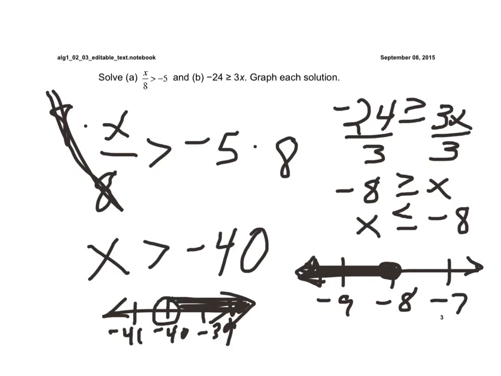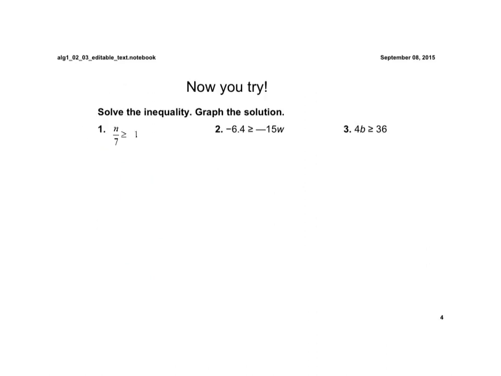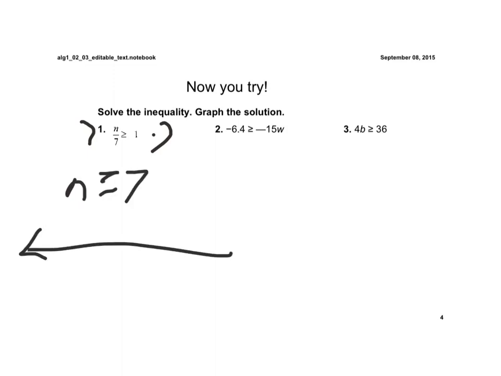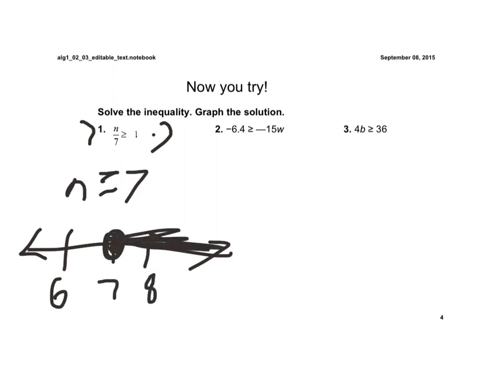Now, look at your examples and try to solve the following inequalities. Pause it for a moment and solve these, and then start it up again to reveal the answers. So number 1, we just multiply both sides by 7. We'd have n is greater than or equal to 7. If we were to graph that, we'd have 6, 7, and 8. Closed circle, and it'd be shaded to the right.